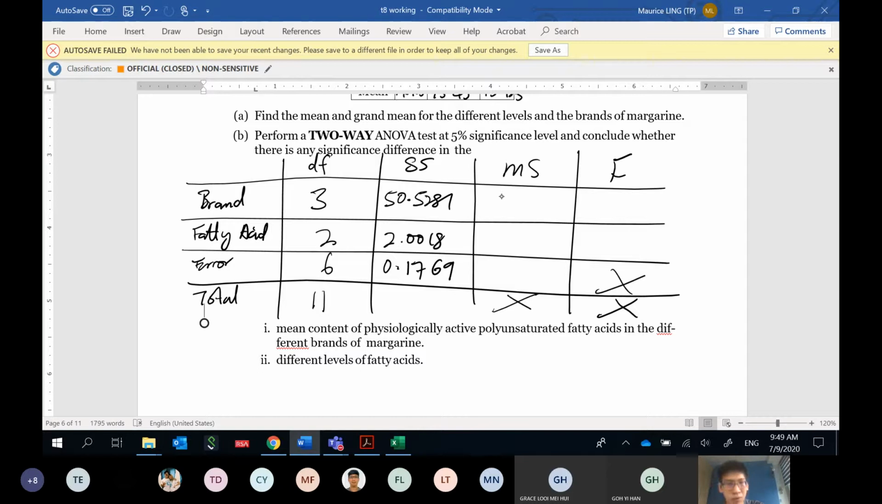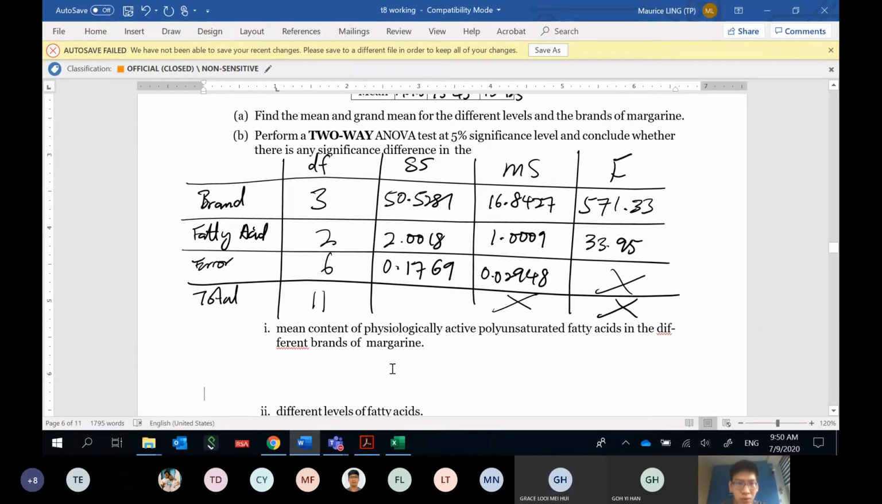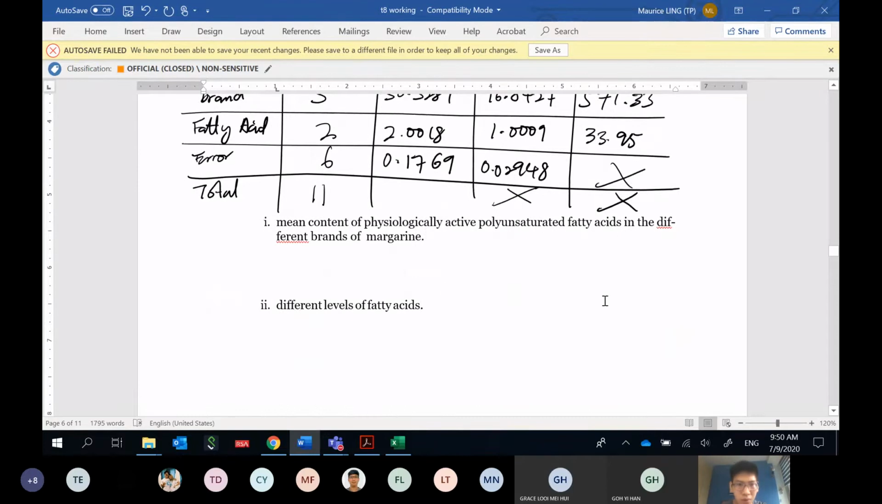So let's do the mean sum of squares first. 16.8427, and 1.0009, and then 0.02948. Okay, so these two F values: 571.33 and 33.95. So when you do that, you have two null hypotheses, or two sets of hypotheses.